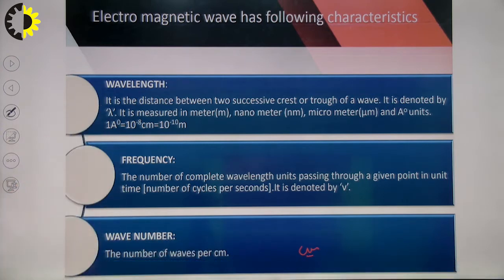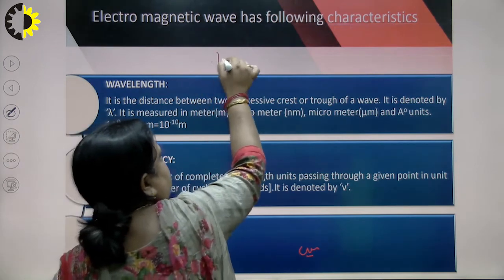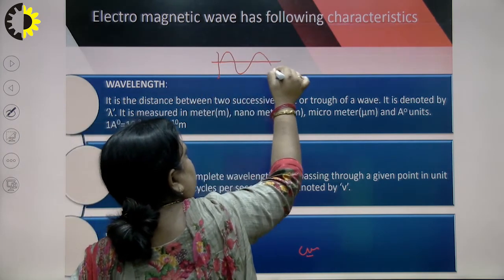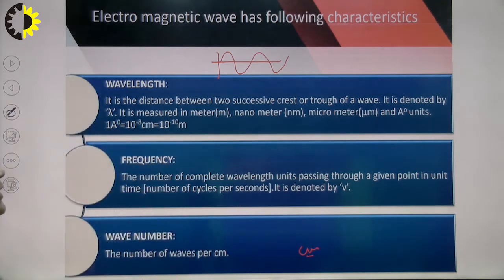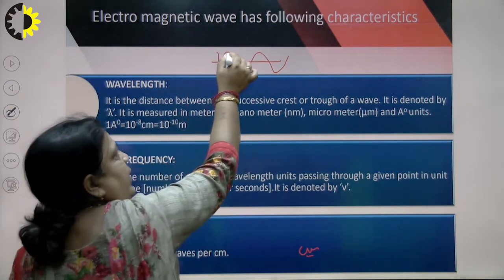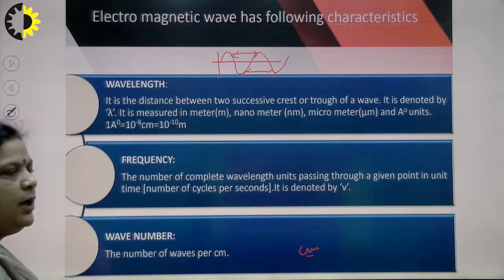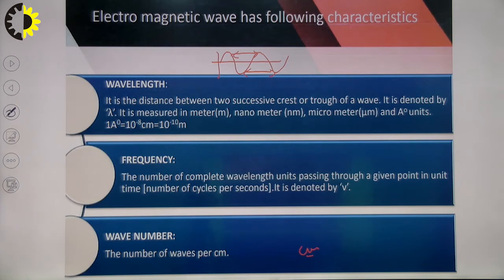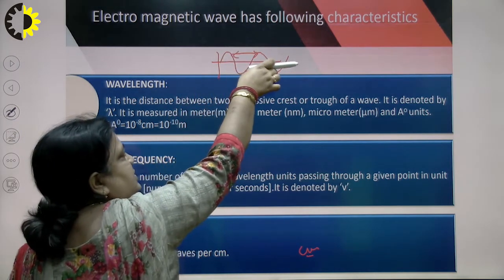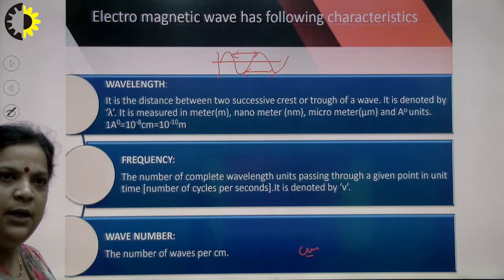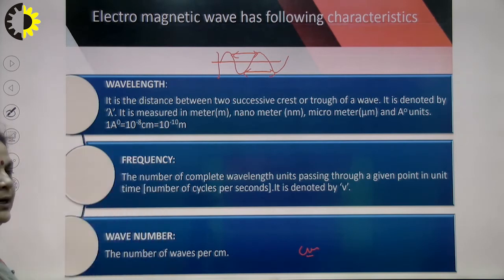Now, there are a few terms associated with electromagnetic radiation, and we take the wave nature, suppose this. The first term is wavelength. Wavelength is the distance between two successive crests or troughs of a wave. That is the distance between these two, or between these two, and it is called wavelength, shown by lambda, and the unit of lambda is meter, centimeter, it may be angstrom, picometer, etc.